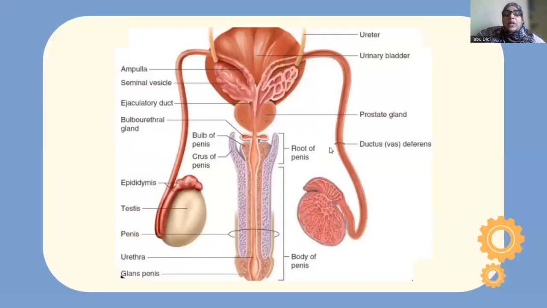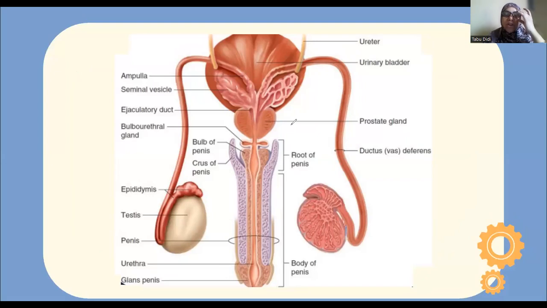So we'll have a look at the diagram of the male reproductive system. Let's visualize the different parts, and then we are going to take one part at a time. We'll begin with the testes over here. You can see this pair of testes which are located on either side.